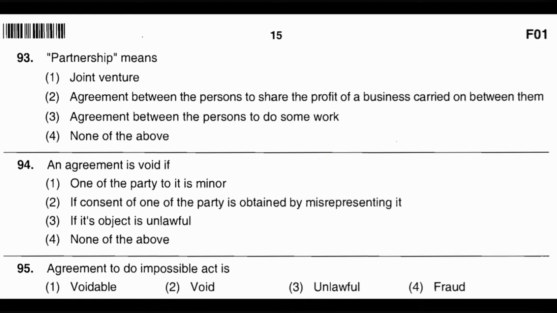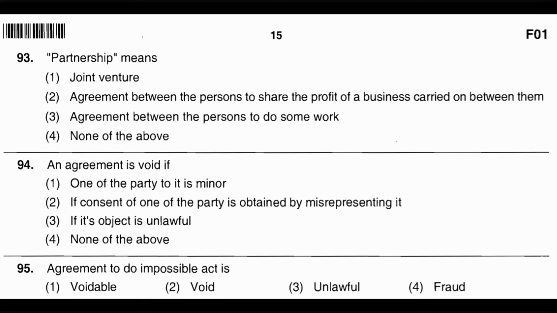Now question number 93. Partnership means option number 1, joint venture. Option number 2, agreement between the persons to share the profit of a business carried on between them. Option number 3, agreement between the persons to do some work. Option number 4, none of the above. And the correct answer is option number 2, that agreement between the persons to share the profit of a business carried on between them.